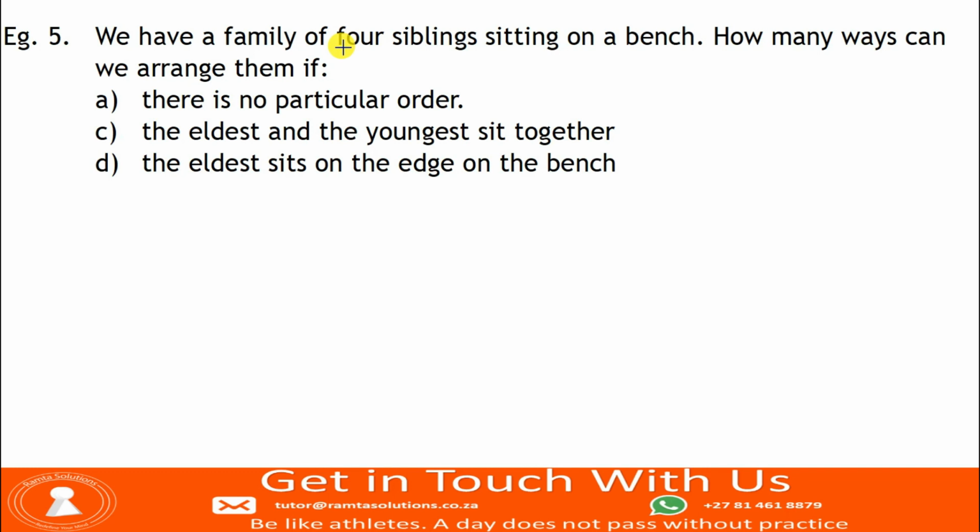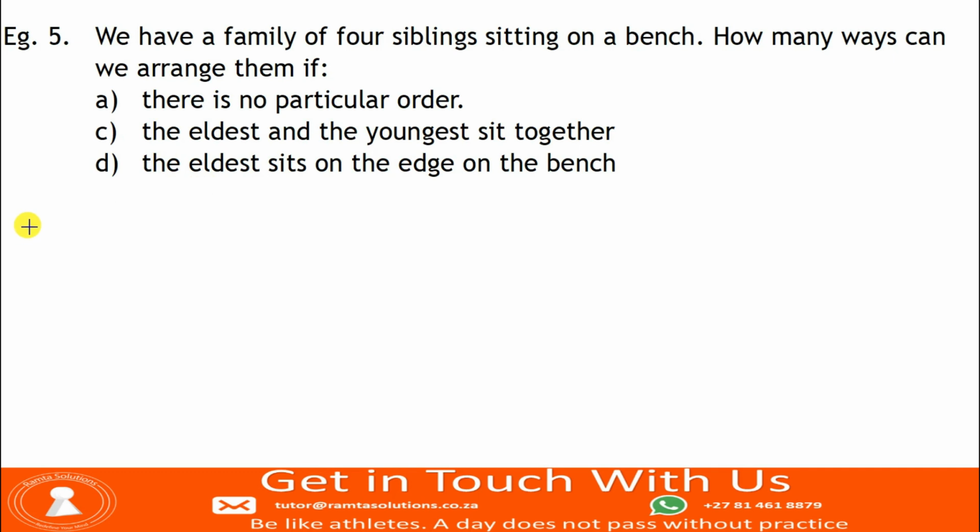So we have a family of 4 siblings sitting on a bench. I always struggle with sit and seat. I had to Google how to differentiate between them. Okay, so we have a family of 4 siblings sitting on a bench. How many ways can we arrange them if there is no particular order?